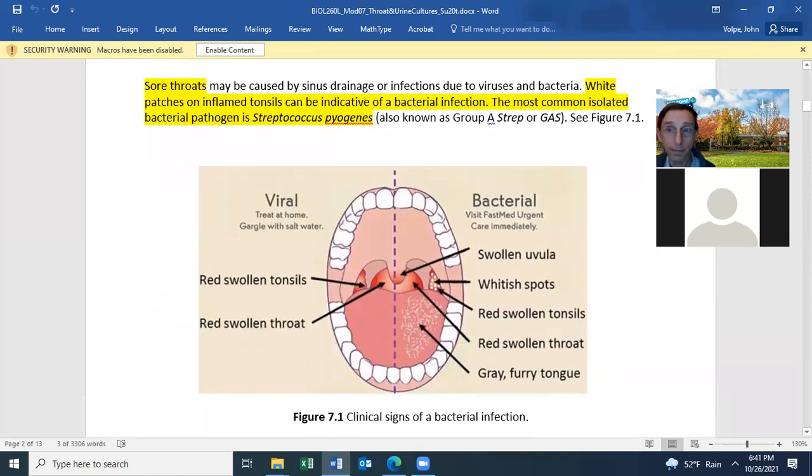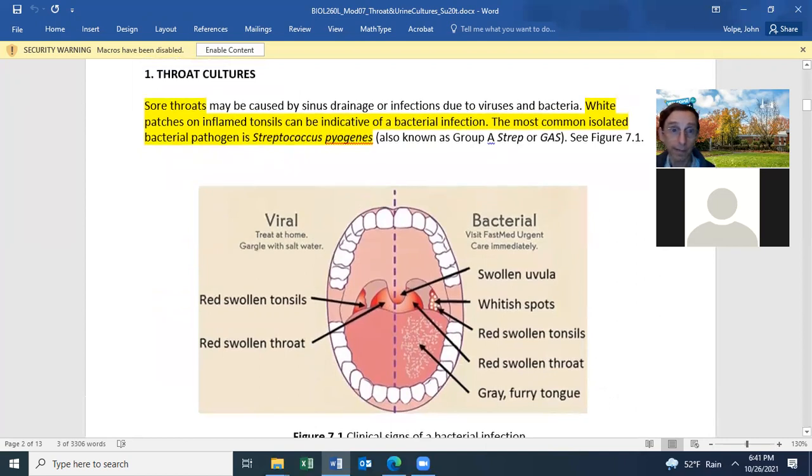All right, so let's talk about throat cultures. Sore throats may be caused by viruses or bacteria. If you see white patches on inflamed tonsils, it can be indicative of bacterial infection. If the sore throat is just red, it's probably a viral infection. This isn't 100%, but clinicians use the look of the throat to determine whether it's viral or bacterial.